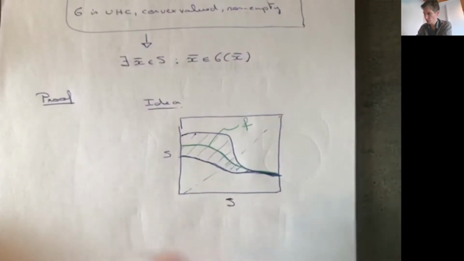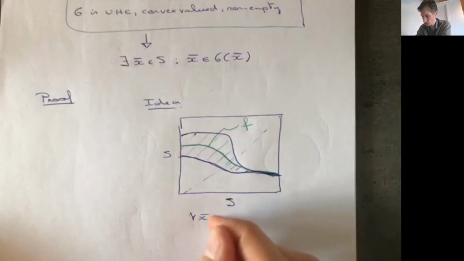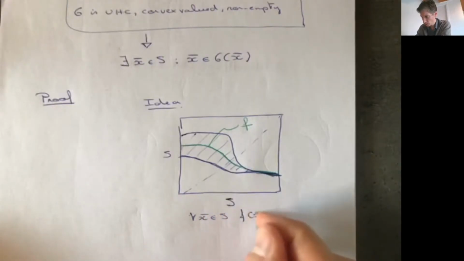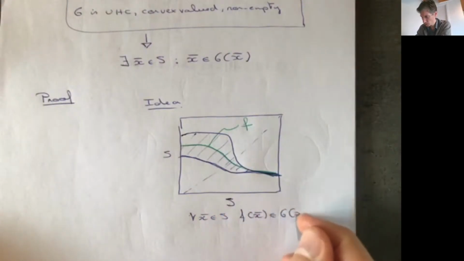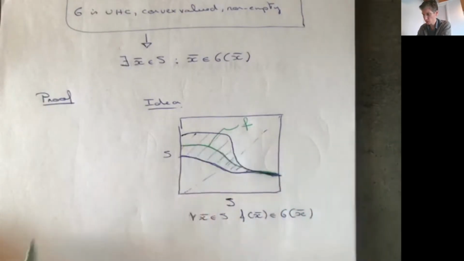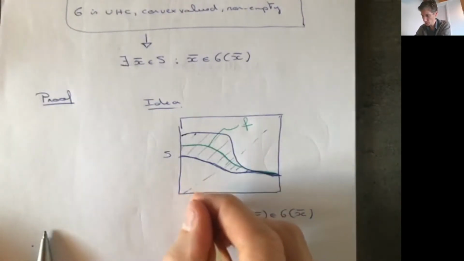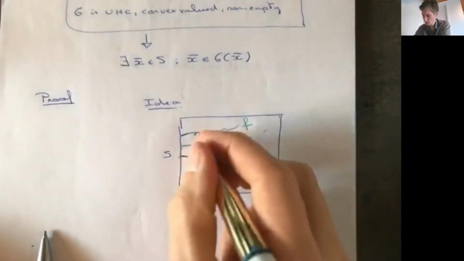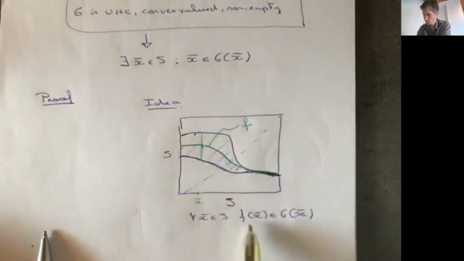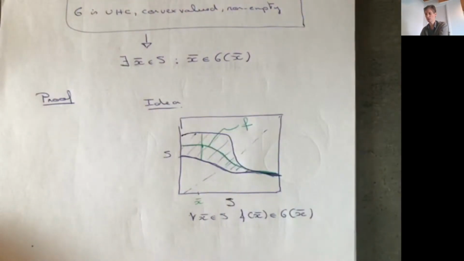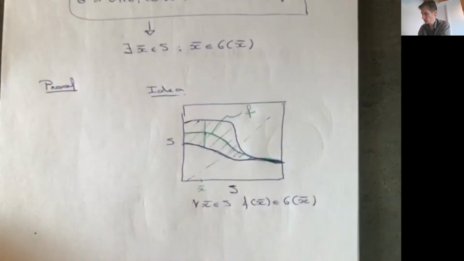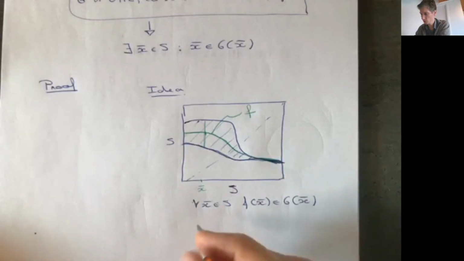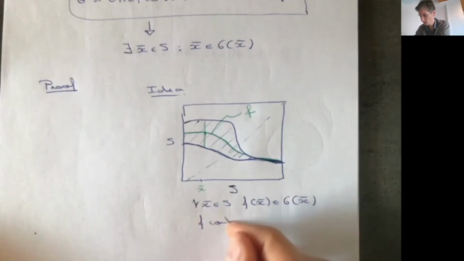Okay, and so what do I have? I have that for all x in S, f of x is in G of x. Right, so for example here at this point this is f of x, right? And this is G of x. So we see that f of x is in G of x, right? And this holds for every point here. Okay. The second thing that I did when drawing this function is that I made f continuous.